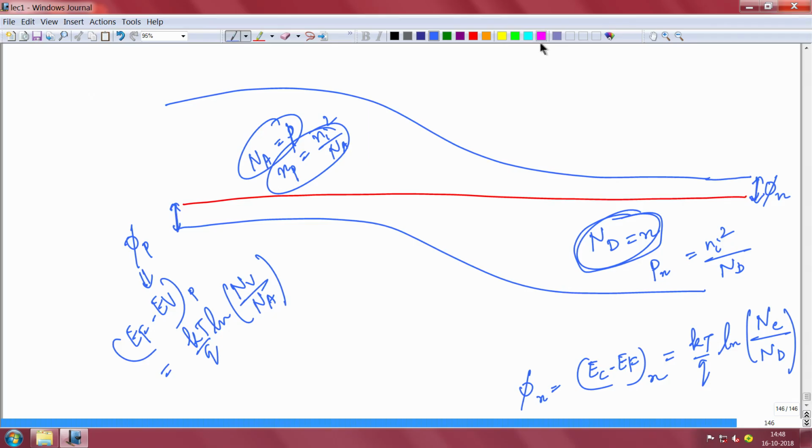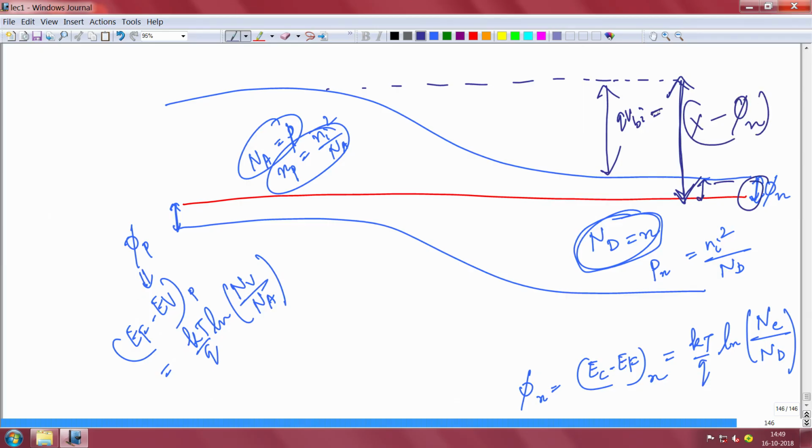Now, if you look carefully again, this energy difference, if you recall very closely, this value QVBI is actually equal to this whole value minus this value. So, some value here, which is some unknown quantity x maybe, minus this phi n, that is equal to QVBI. This value is actually equal to this minus this, all agree?